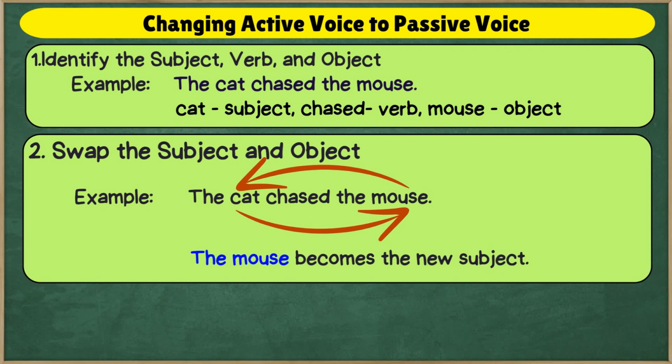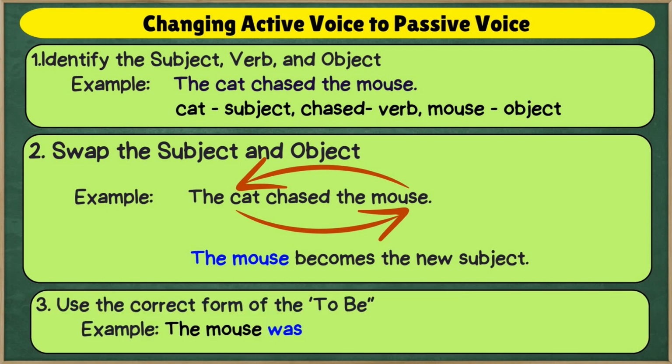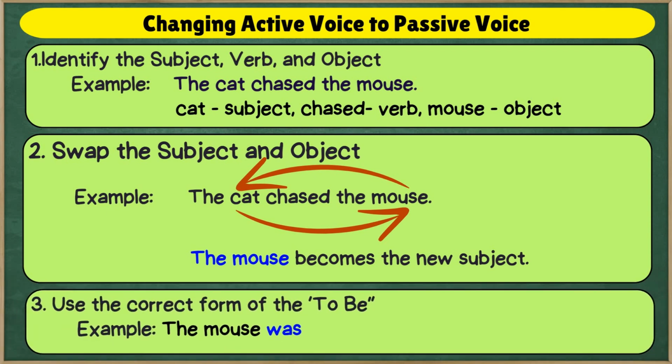Step 2. Swap the subject and object. So our new subject is the mouse. Step 3. Use the correct form of the to be. Since the verb chased is in the past tense and the mouse is singular, we use was.